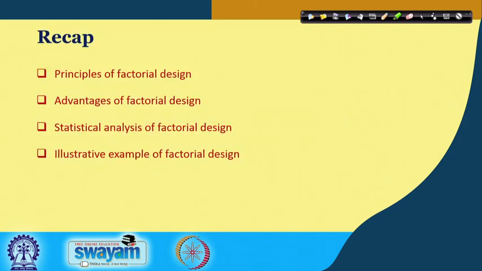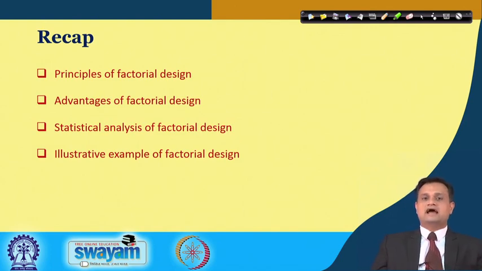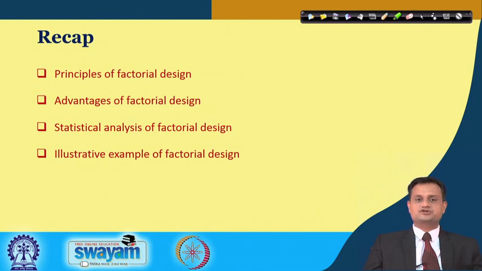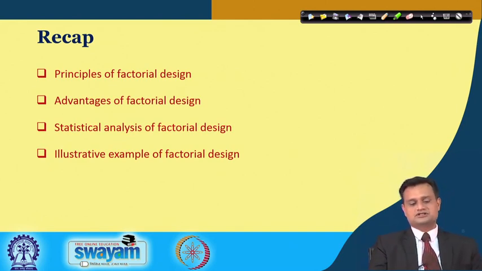As a recap, we have talked about the principles of factorial design and its advantages. We saw that it helps us not only to analyze the factors simultaneously and estimate the main effects, but also to analyze the interaction effect, along with the statistical analysis of this design. And we saw the battery life example, where there were two factors, temperature and material type. An illustrative example was discussed.